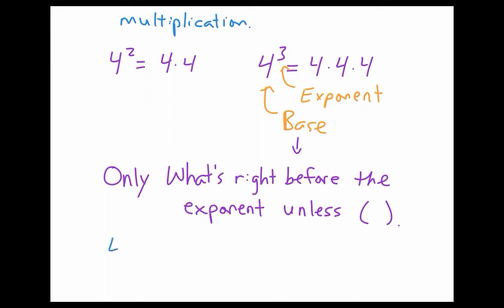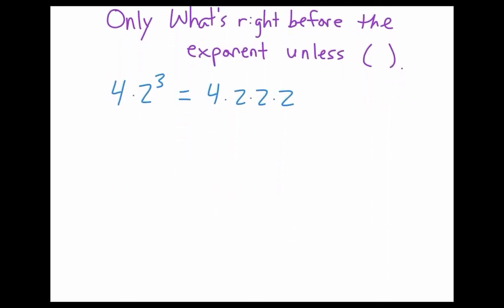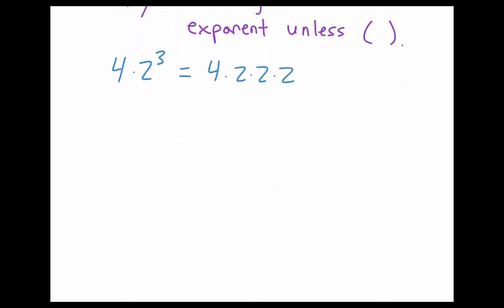What I'm trying to say is if I were to have 4 times 2 to the third, it's just the 2 that's repeated 3 times. So that 2 to the third is going to be 2 times 2 times 2. So this would be 4 times 2 times 2 times 2. The 2 is going to be the base of the exponent, not the 4 times 2.